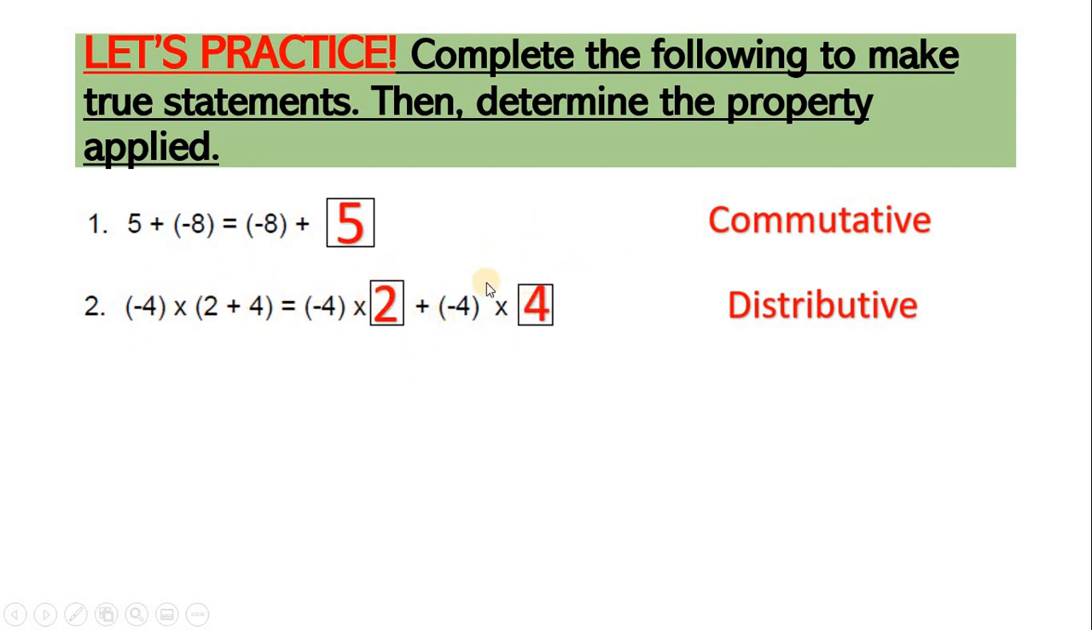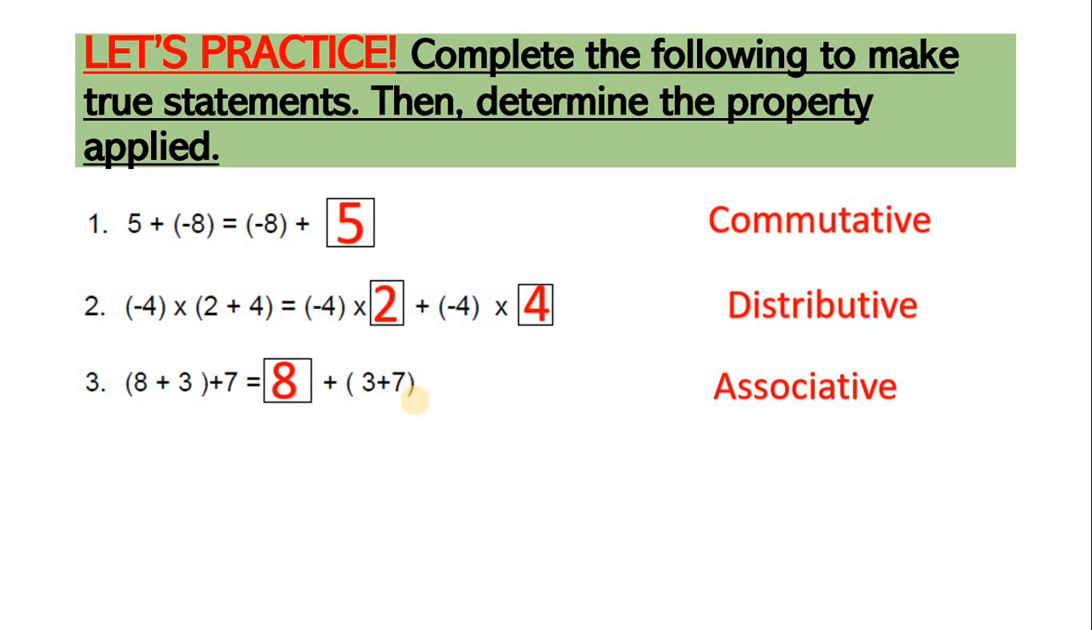Okay? For the third one, quantity 8 plus 3 plus 7 is equal to blank plus quantity 3 plus 7. What is the missing number? That is positive 8. Okay? So, ang nagbago dito, there is a change in groupings. Diba? Nung una, si 8 and 3 ang magka-group, dito sa right side ng equation, si 3 and 7 na. So, the property being applied is associative property because there is a change in grouping.